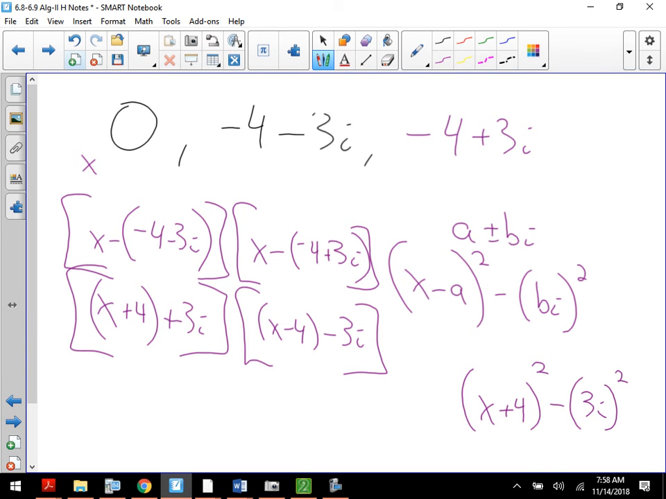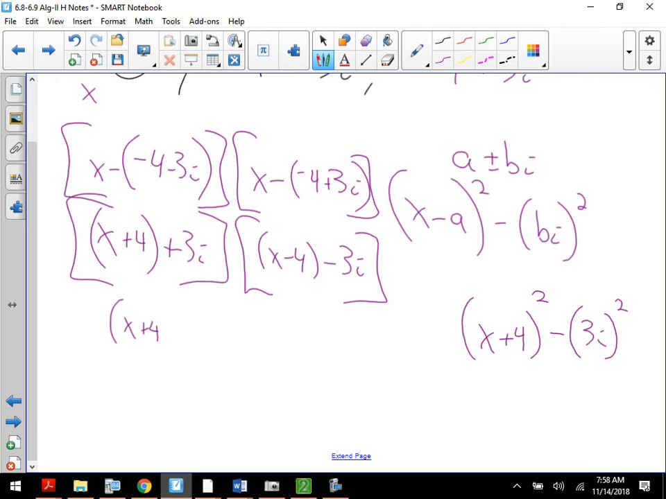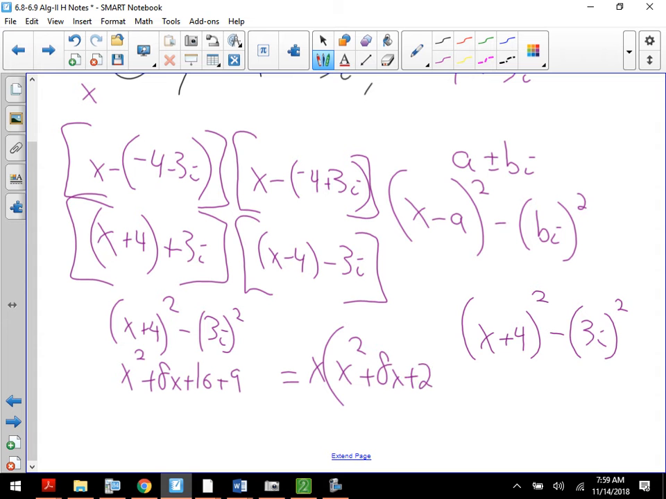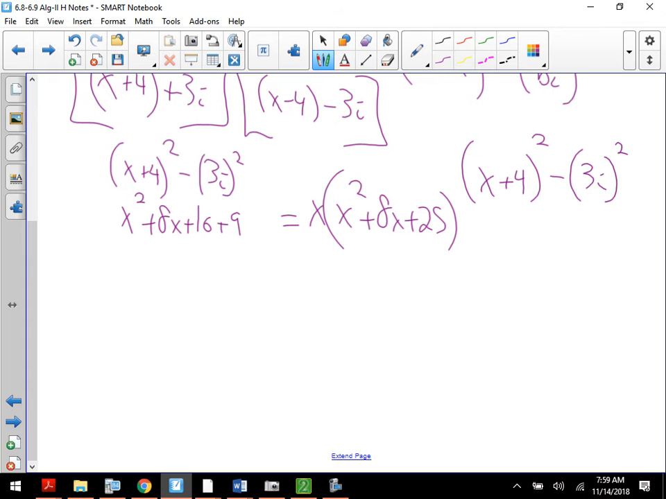Okay. So now you get the quantity x plus 4 squared minus the quantity 3i quantity squared. Well, that means 3i times 3i, which is 9i squared. 9i squared is -9, which means it's just plus 9. So you get x squared plus 8x plus 16 plus 9, which is going to give you x times the quantity x squared plus 8x plus 25. And then distribute through, and there's your polynomial. If you do the shortcut, great. If you don't, eh.